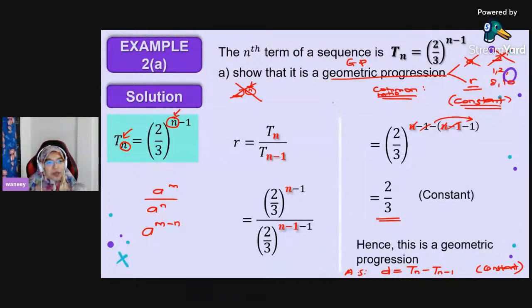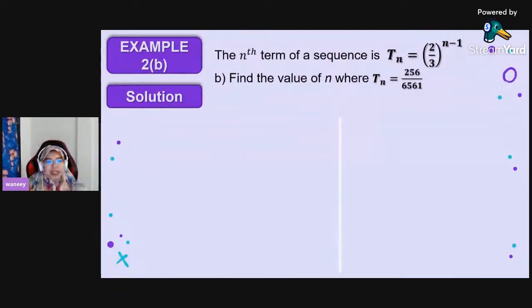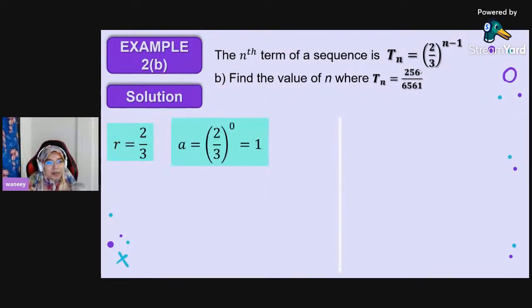So now let us proceed to B. Okay, so B, it said find the value of n where Tn is 256 over 6561. Okay, so now let us use the formula then. Okay, so Tn is 256 over 6561.